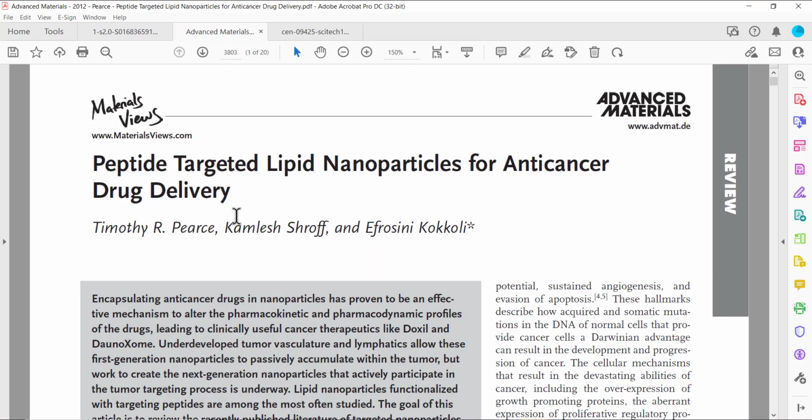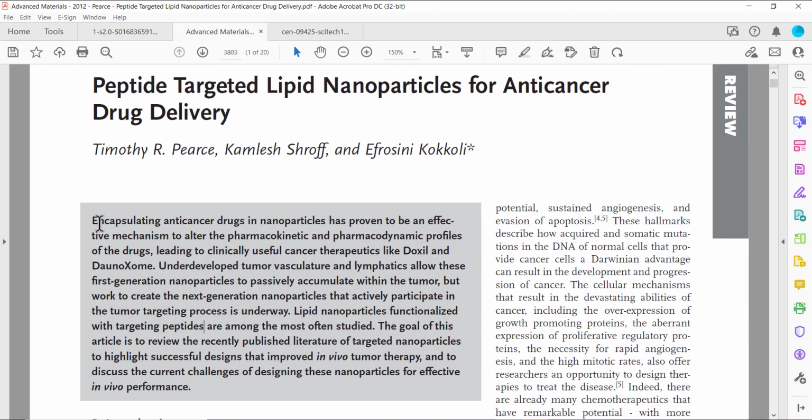Second example. Again, I like to look at the abstract. Here it says the goal of this article is to review the recently published literature. So right off the top, we know exactly what's going on here. This is not something reporting on original research studies conducted by the author. It's a review of other people's research. And in fact, you may have noticed there's a nice clear label up here that says it's a review.